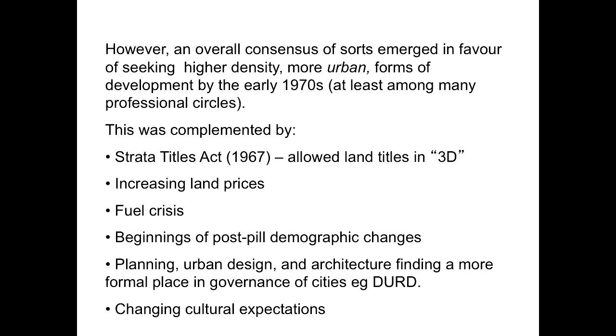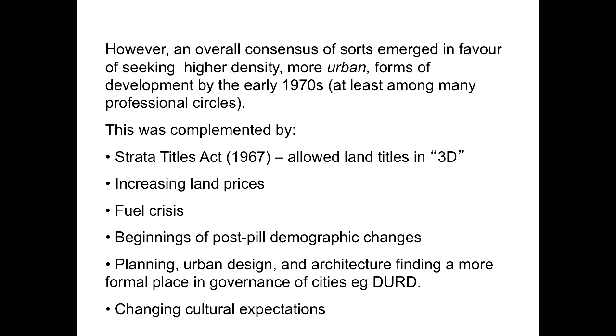And a few other things started to happen, such as the Strata Titles Act 1967. Prior to that time, you could only own land in X and Y. There was not a 3D. So the Strata Titles Act meant you could own a package in 3 dimensions. It might be up in the air. I suppose it could be down under the ground. It could be a basement car park that you owned as well.